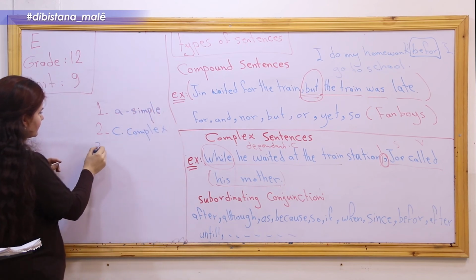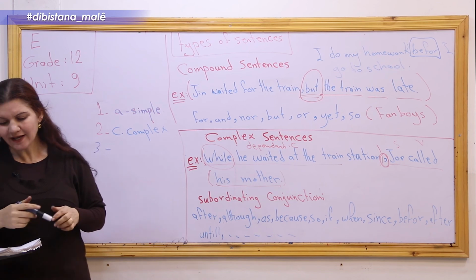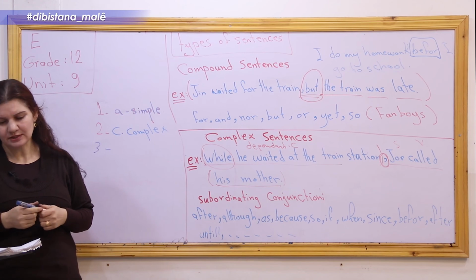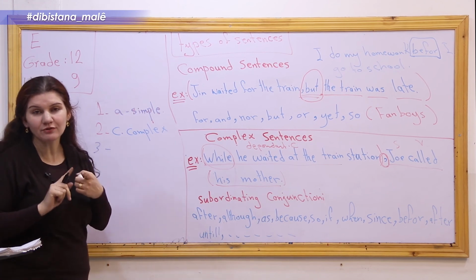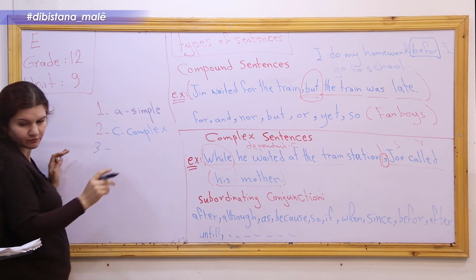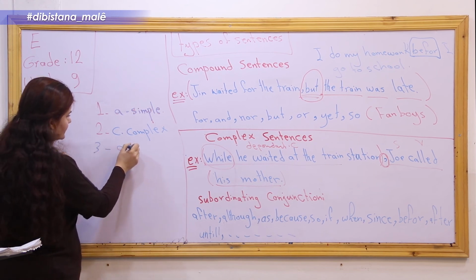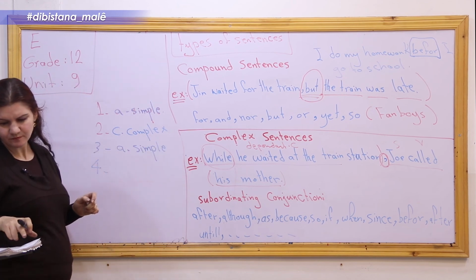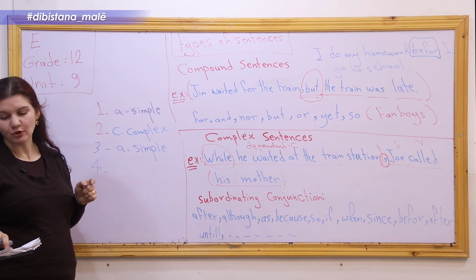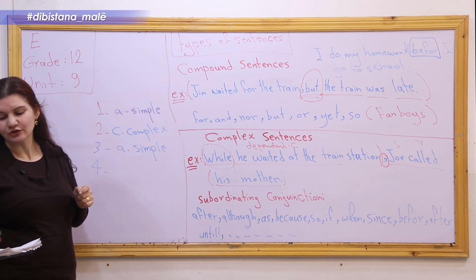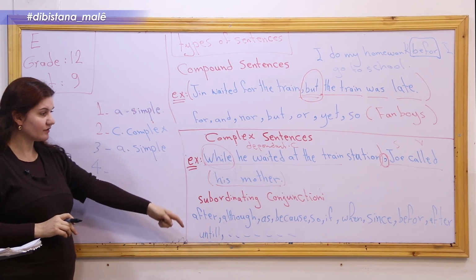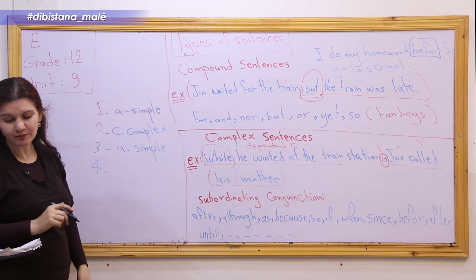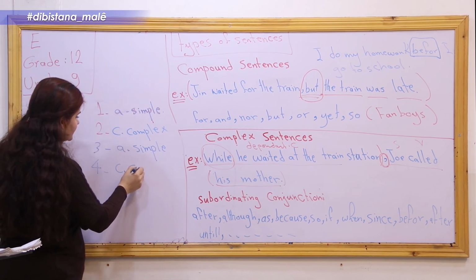Number three. Go and clean your room. Is it simple or compound or complex? It's a simple sentence, but we have a compound verb. A, simple. Number four. If you want to go to the mall, you will have to clean your room. If is a subordinating conjunction, so it is complex, C.